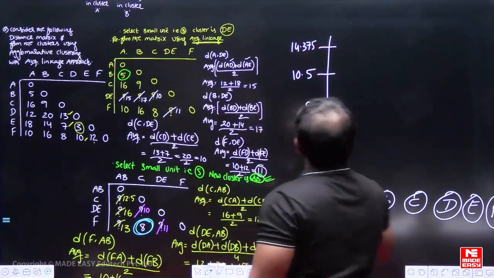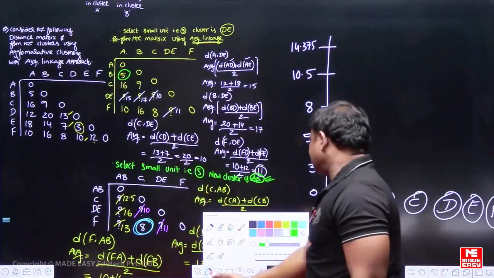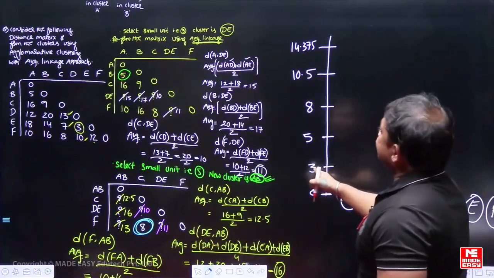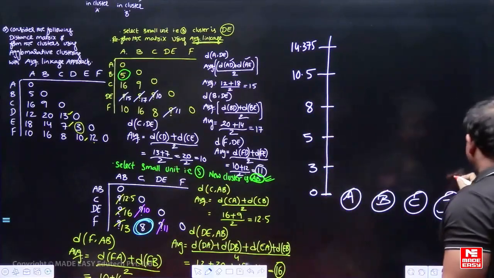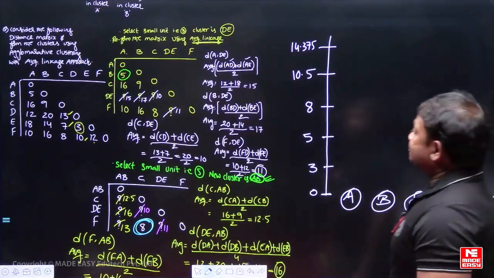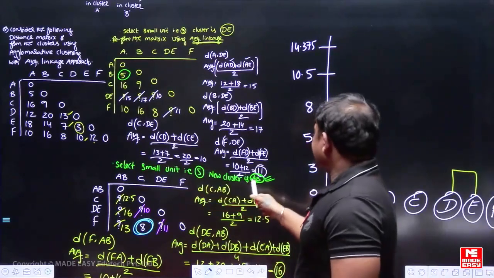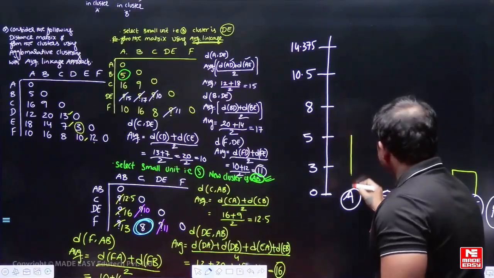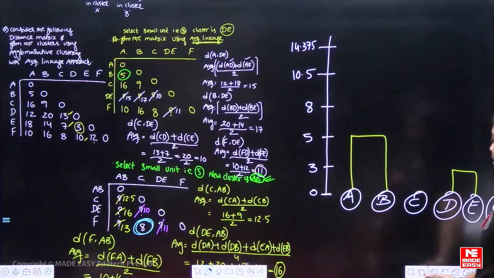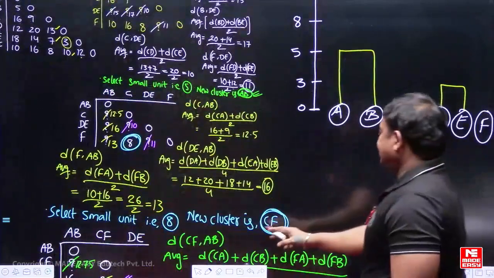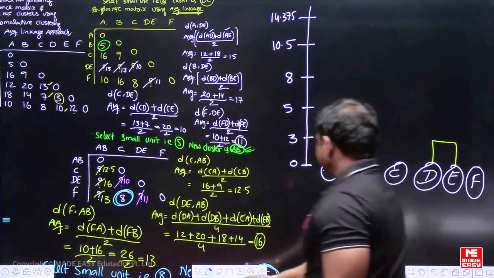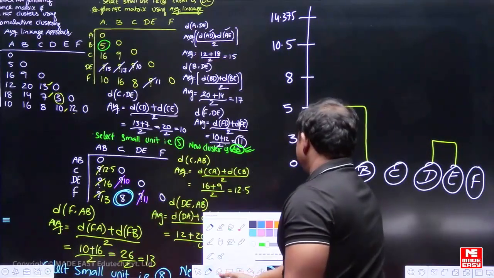Okay, then what are the clusters formed? You just see this. First of all, in unit 3, the cluster formed is D and E. So this is the cluster. After that, unit 5, AB is formed. Okay. After that, unit 8, CF. These two are formed. Let me change the color.